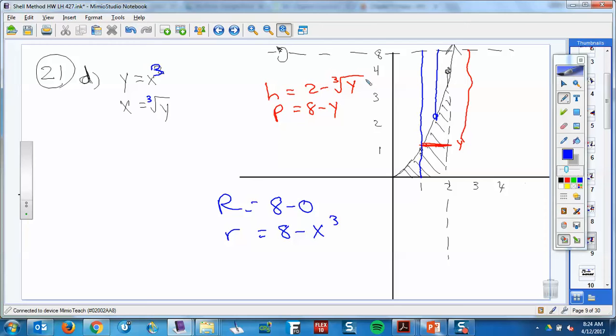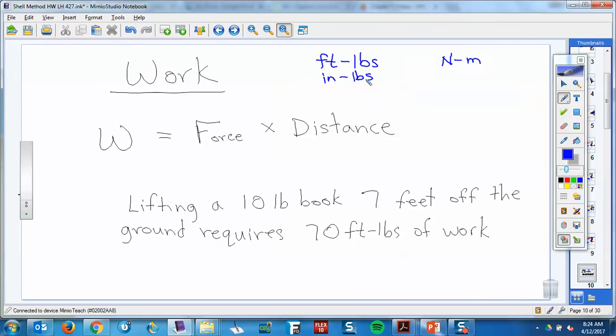Do a half inch at a time, right? Raise that book a half inch at a time, and then a quarter of an inch. And you see where we're going with this? And so infinitely, because the amount of pounds, the force, is changing each time. So we're doing smaller and smaller slices.